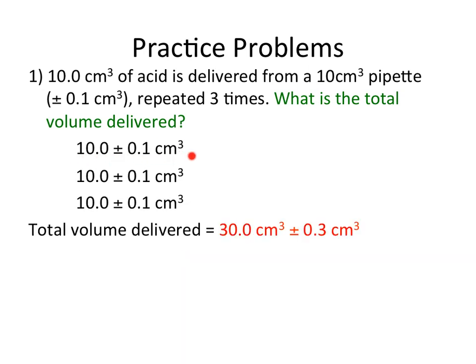So here we have our measurement. We're adding it 3 times. So then we want to add these numbers to get us 30.0 centimeters cubed. And then you also add your uncertainty, so plus or minus 0.3 centimeters cubed. Quick check here, both my measurement and my uncertainty have a unit, super important, and my uncertainty has only 1 sig fig.